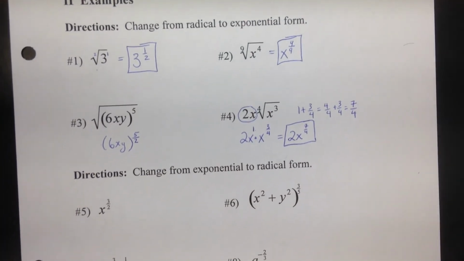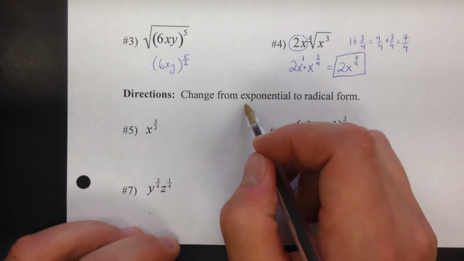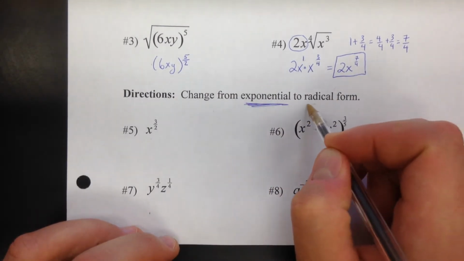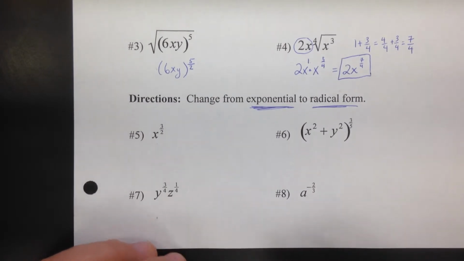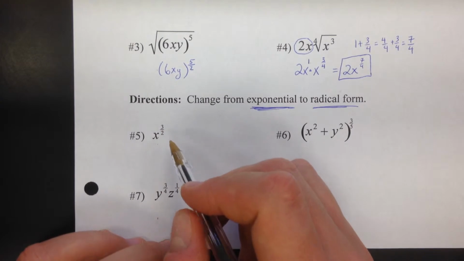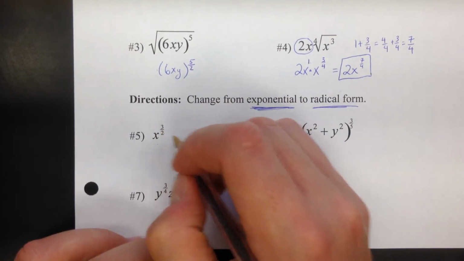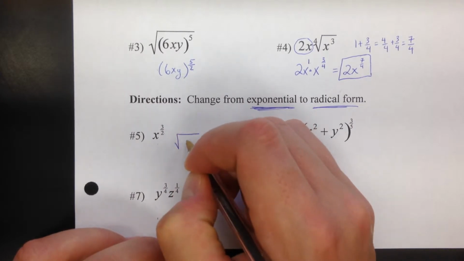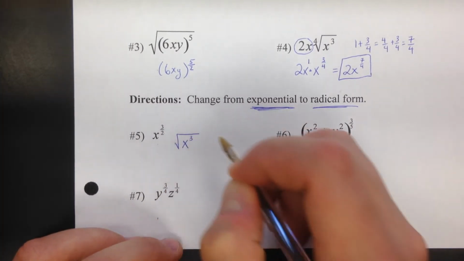Okay, now the next section, we're going to go the other way. Change from exponential to radical form. So let's write this using a radical. So number 5, x to the 3/2 power. The bottom number becomes the index, so it's going to be a square root. And then that's x to the 3rd power.